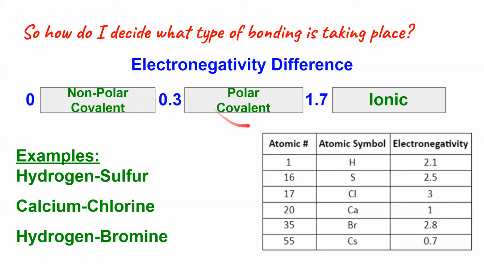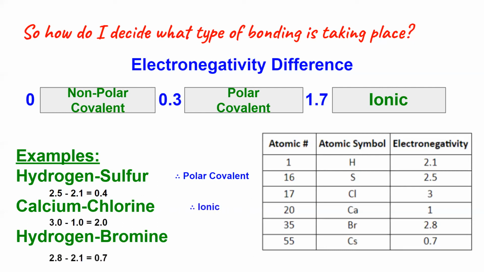So 0.7 difference here. The calcium and chlorine was a difference of 2, so that's over here in the ionic spot. And then hydrogen and sulfur was 0.4, so that was also a polar covalent bond. 2.5 minus 2.1 is 0.4, polar covalent. 3.0 minus 1.0 is 2.0, ionic. And then 2.8 minus 2.1 is 0.7, polar covalent.